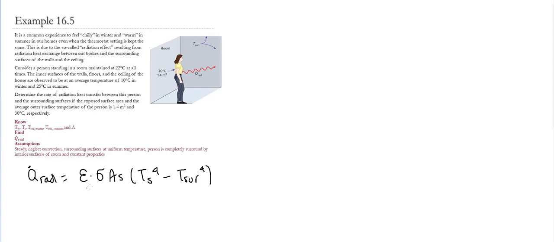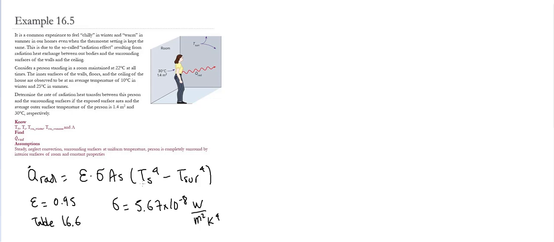In order to find the value of the emissivity, we go to the tables in the book, and we find in Table 16.6 that the emissivity for the skin is given to be 0.95. The value of the Stefan-Boltzmann constant is equal to 5.67 times 10 to the negative 8, and this is watts per m squared Kelvin to the fourth.